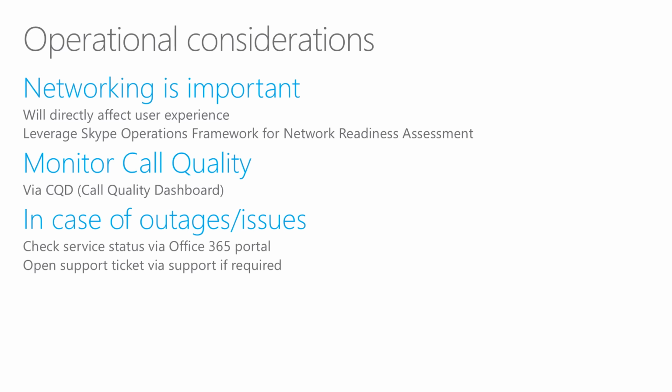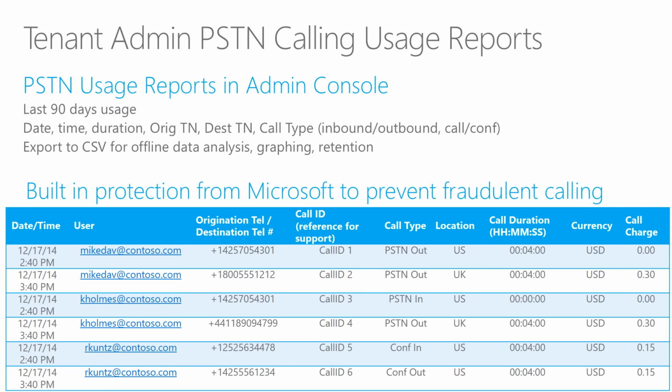If you ever experience any outage, first you should go to the Office 365 portal and check for the service status. It will tell you if there's a known outage. Then open a support ticket via support if required. If something doesn't work, just go to support, open a ticket, and you will be helped.